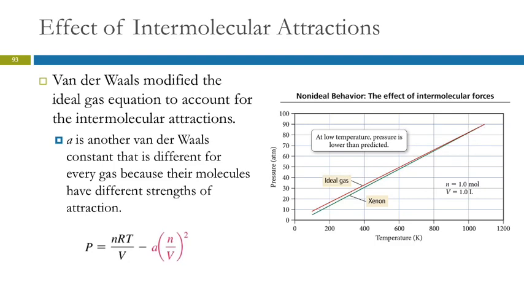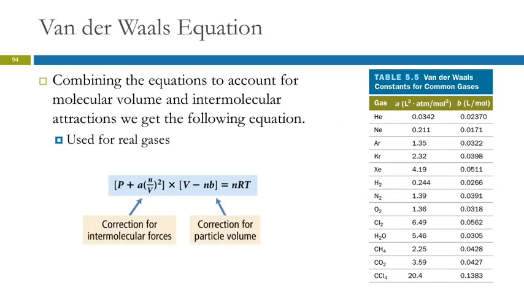So van der Waals also modified the ideal gas equation to account for intermolecular attractions. The real gas has a smaller pressure than the ideal gas. And so this is a subtracting term, subtracting another van der Waals constant times the square of the number of particles divided by the volume. And again, you do not need to know this equation, just that it exists. So if you take those two equations and combine them together, you get this, the van der Waals equation.